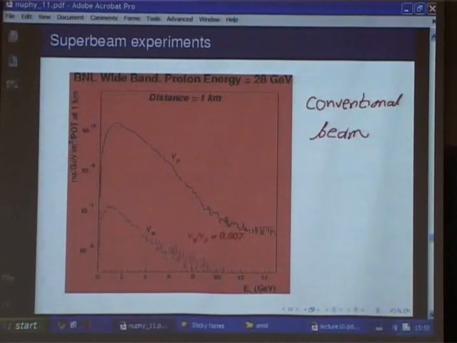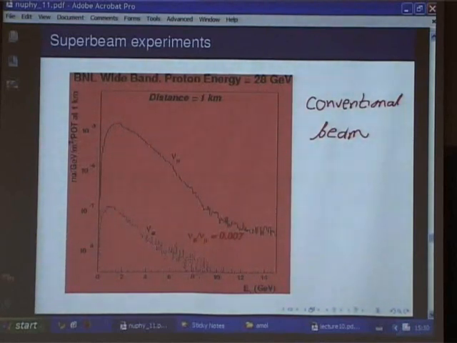Typically, the fluxes look like this. This is a super beam created at a national lab, hitting protons on graphite. That's the target. So you get a neutrino flux like this.